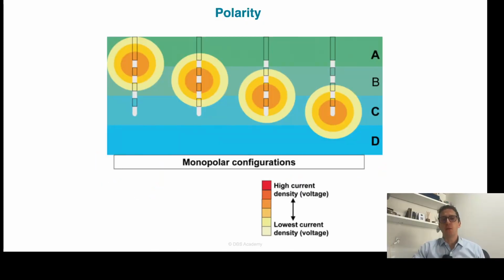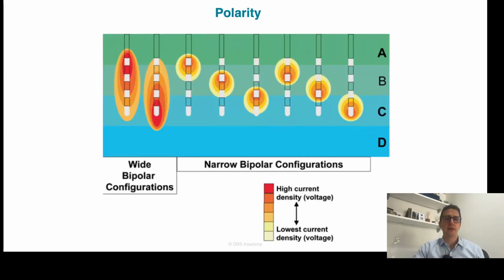Basically, there are different types of electrodes. You know, the older ones, you have only 4 contacts in each electrode, so you can start and work with the most ventral one, and then the ventral, the dorsal, and the most dorsal. But today there are the directional leads, where you have 8 contacts in each electrode. And again, then you can set bipolar, wide bipolar, short bipolar, or narrow bipolar configuration.